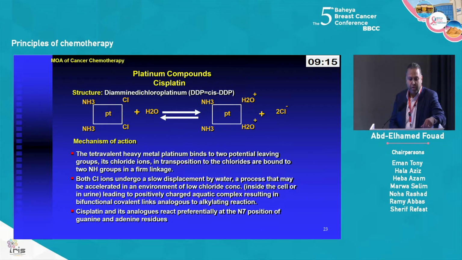The platinum compounds are tetravalent heavy metal platinum that binds to two potentially leaving groups, the chloride groups. This binding is loose, and they undergo slow displacement with water, especially in an environment where the chloride is in low concentration, as inside the cells or in urine. This leads to a positively charged aquated complex, resulting in bifunctional covalent links, analogous to the alkylating reaction.